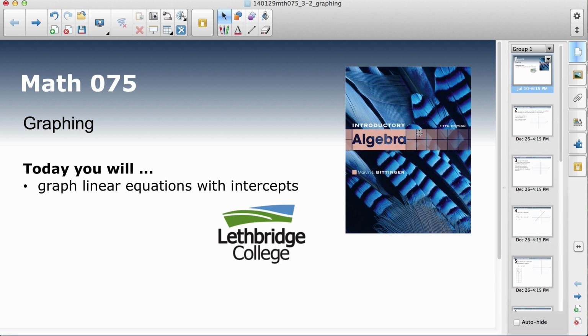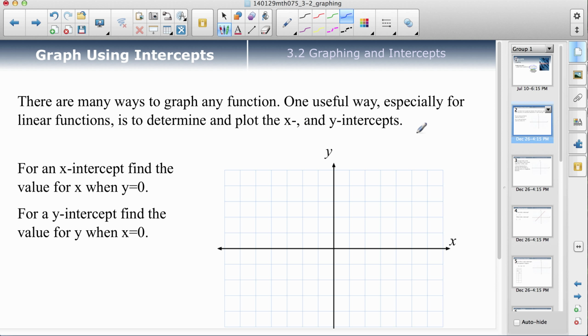Okay, we have seen how to graph points. We've also just quickly looked at some linear functions. Now we want to continue and look at how to graph more of these linear functions. Specifically, we're going to learn how to do it with some intercepts. So when you graph a function, you can do it with intercepts.